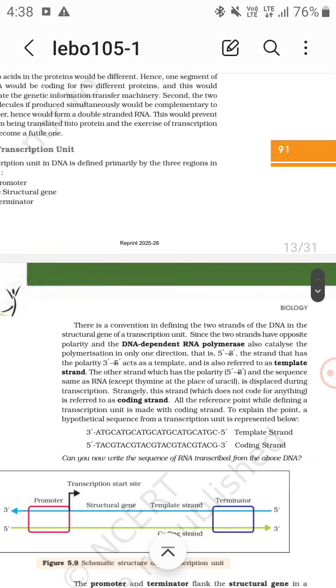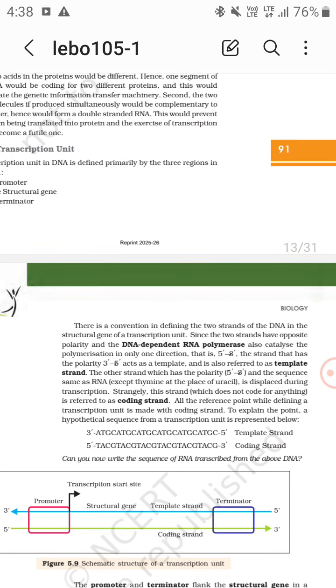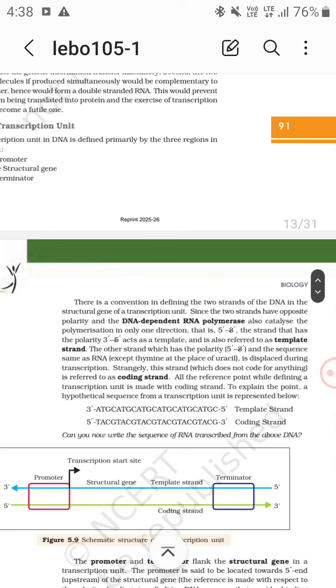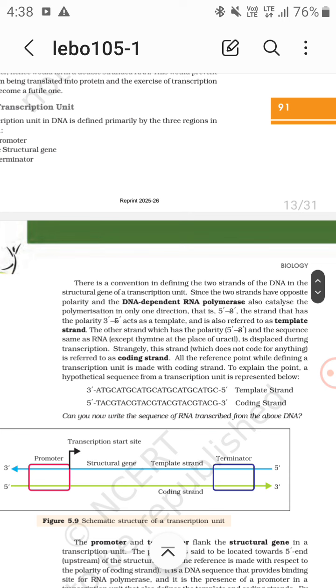Now, DNA-dependent RNA polymerase catalyzes the polymerization in only one direction, 5' to 3', and 3' to 5' is its template strand, right?